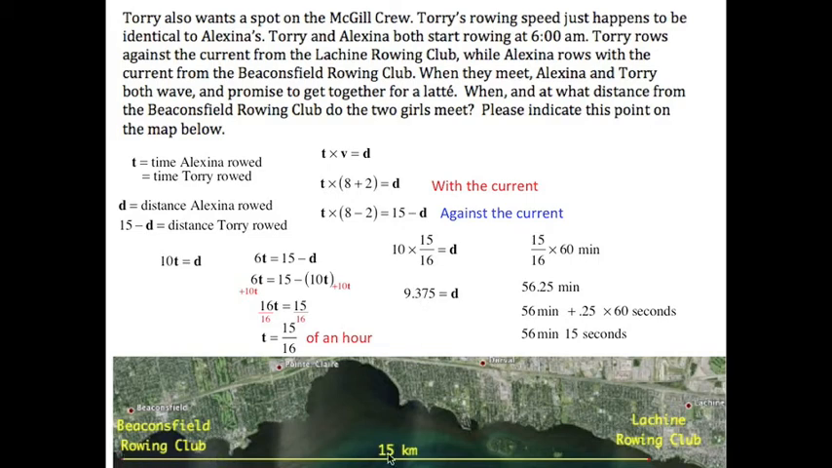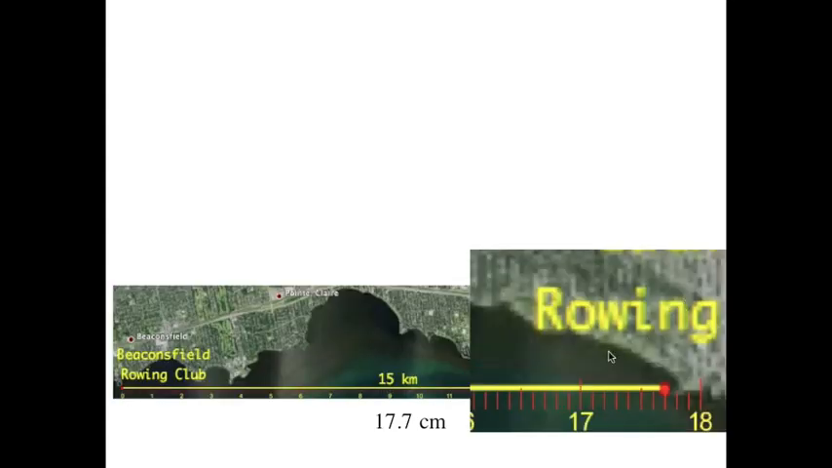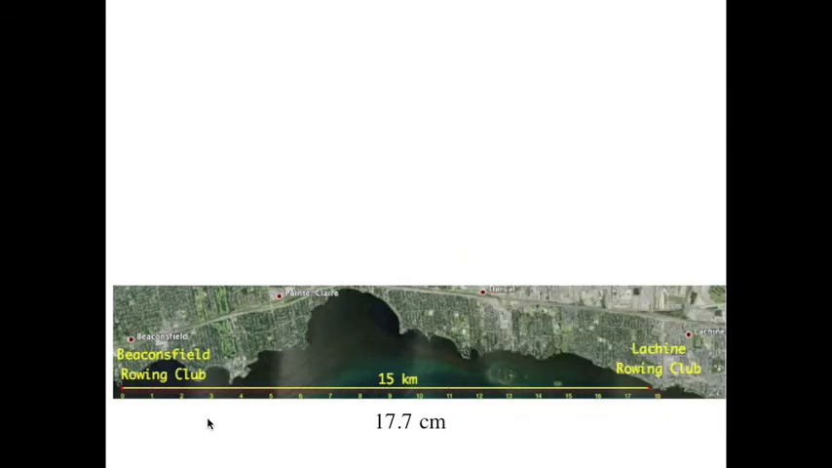Now where do we find that on the map? We can kind of estimate, but we want to get it exact. So what we're going to do is measure how far this is. Okay, now let's go back. So using my handy-dandy ruler, we're kind of zooming in here. So this is 17.7 centimeters, approximately. So I'm saying that this 15 kilometers on the map is equal to 17.7 centimeters on the drawing.